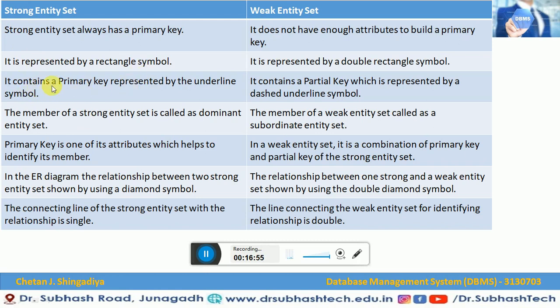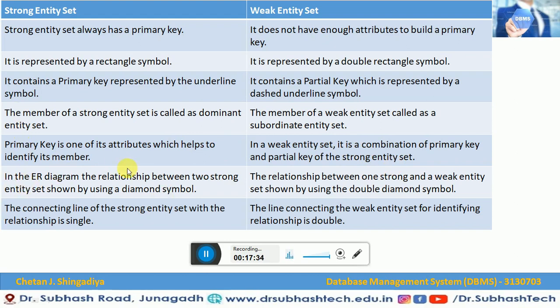In strong entity set, it contains a primary key represented by the underline symbol. In weak entity set, it contains the partial key which is represented by dashed underline symbol. The member of the strong entity set is also called the dominant entity set. The member of the weak entity set is called a subordinate entity set. In strong entity set, the primary key is one of the attributes which helps to identify its member. In weak entity set, it is a combination of primary key and partial key of strong entity set.